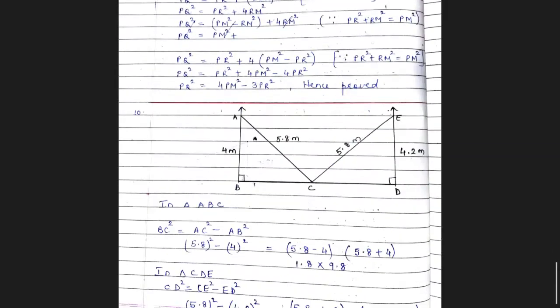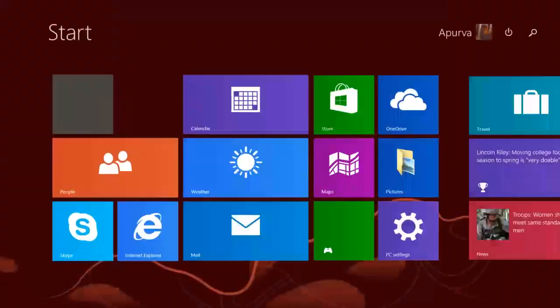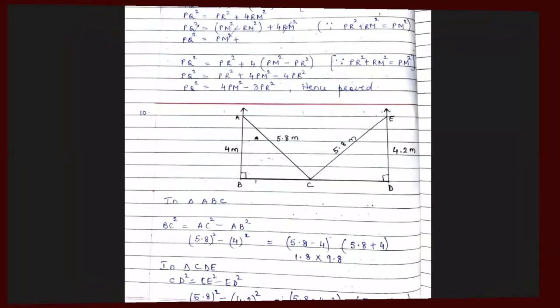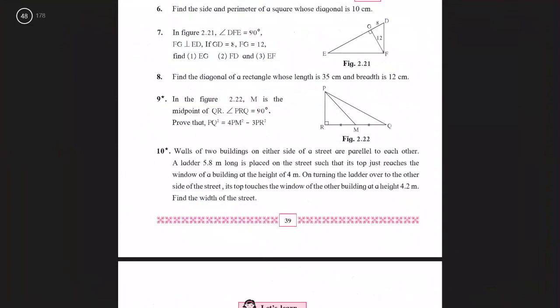Okay. Question number 10. Walls of two buildings on either side of a street are parallel to each other. A ladder 5.8 meter long is placed on the street such that its top just reaches the window of a building at a height of 4 meters. On turning the ladder over to the other side of the street, its top touches the window of the other building at a height 4.2 meters. Find the width of the street.